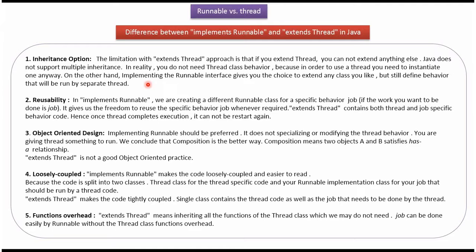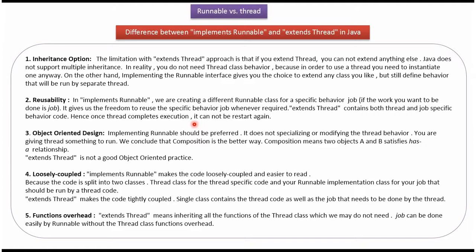Inheritance option. The limitation with the extends Thread approach is that if you extend Thread, you cannot extend anything else. Java does not support multiple inheritance. In reality, you do not need Thread class behavior, because in order to use a thread, you need to instantiate one anyway. On the other hand, implementing the Runnable interface gives you the choice to extend any class you like, but still define behavior that will be run by a separate thread.